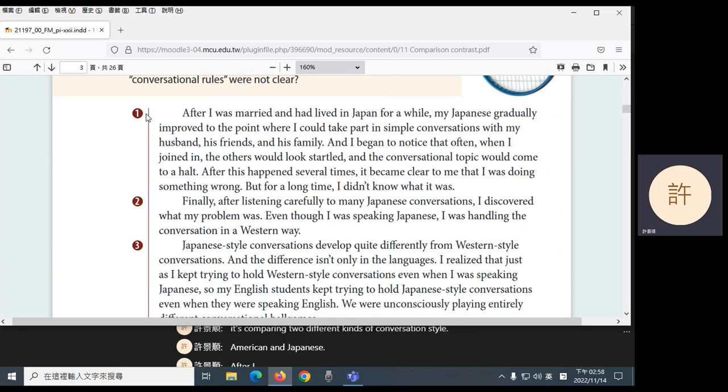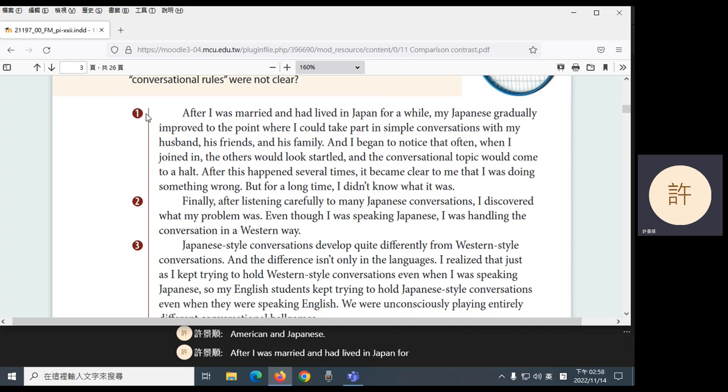After I was married and had lived in Japan for a while, my Japanese gradually improved to the point where I could take part in simple conversations with my husband, his friends, and his family. So the author is relatively new to Japan. She is more familiar with the American style of conversation.